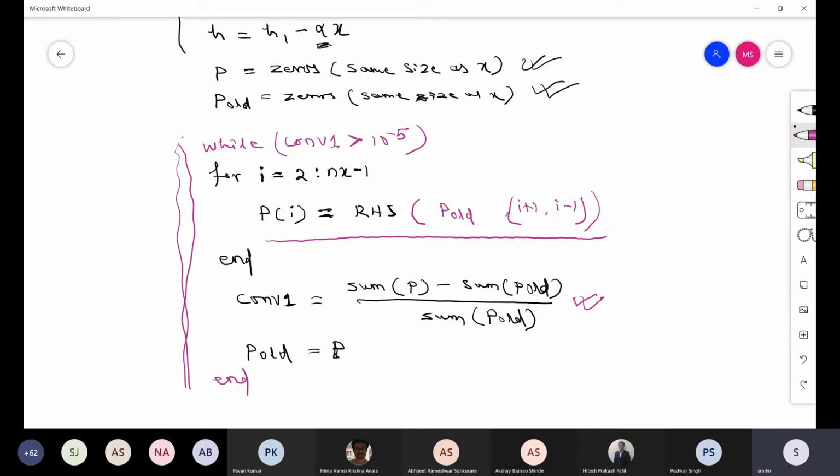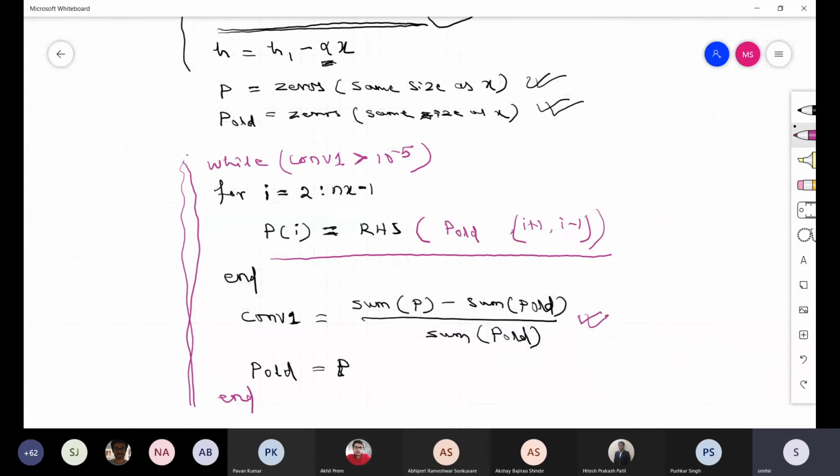Yes. Sir, after convergence one, why do we assign P old equal to P? Okay, you run this code in your mind. Good question. Let me run it for I equal to 2. Then I come here, so I'll get some value of P here, right? Then I come here. So I told you this is an iterative process.